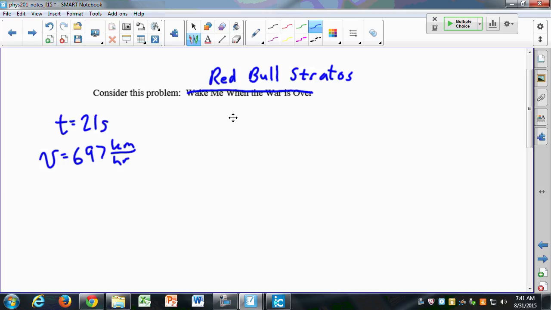First of all, I want to know what distance he has fallen at that point, and then I want to calculate what his velocity should have been. We'll see if there's any difference in what the measured velocity is and what it should have been, because we can calculate it pretty simply from our kinematics equations. First of all, we need to convert this to meters per second.